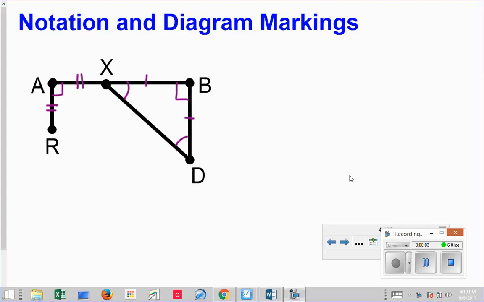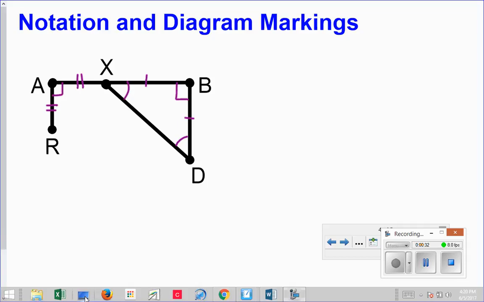Okay, in the last video we looked at the basic terminology and ways of naming different things, like the angles and the rays. Here we're going to take a look at the markings in a diagram and what those markings indicate about the figures that are in the diagram. So we're going to look at this diagram, and you can see there are several different items that are marked. And we're going to talk about what each of those markings indicate.